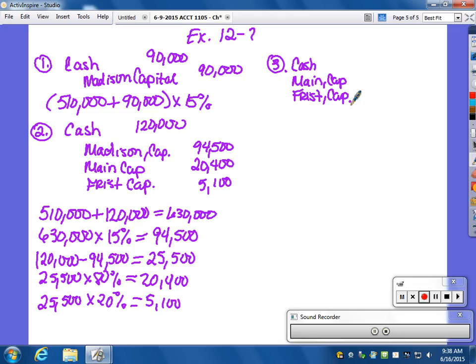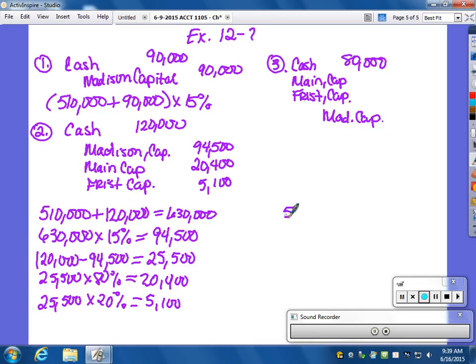I just need to know the accounts. Debit cash, debit Main, debit Fritz. You credit Madison capital. What's the amount of cash that you brought in? 80,000. So we can go through the same procedure we did here for assumption 2 and find out their capital accounts.